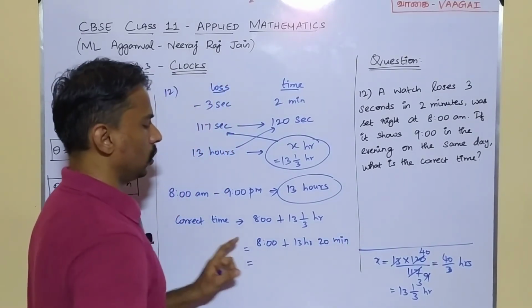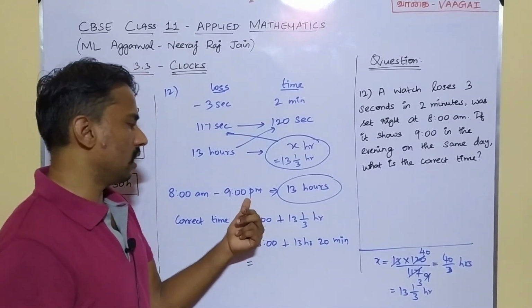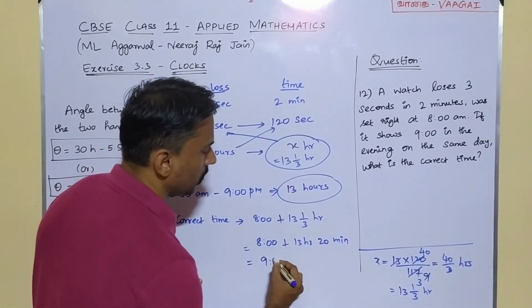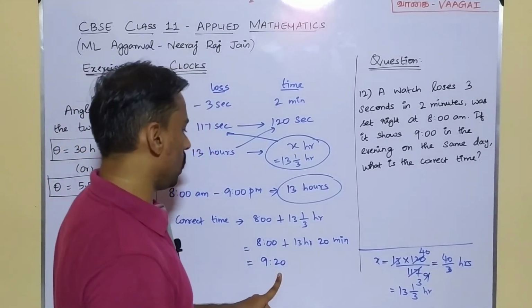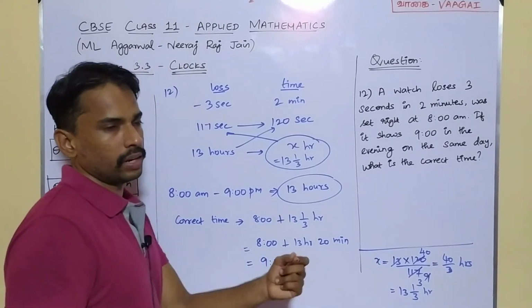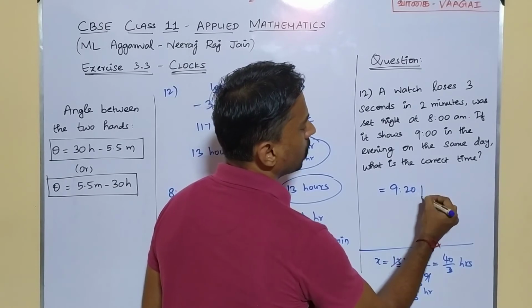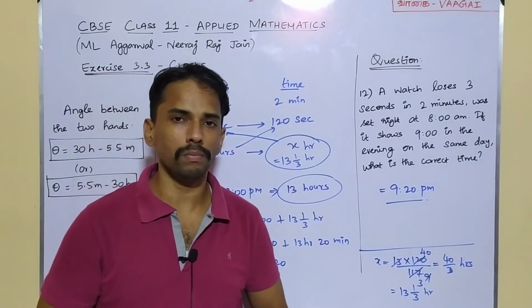So this will be equal to, already 8 plus 13 gave us 9, and 20 more minutes. So that means our answer will be 9:20. It will be 9:20 in the evening or night. So the correct time is 9:20. So the answer to our question here is 9:20 p.m., which is going to be the correct answer for our question number 12.